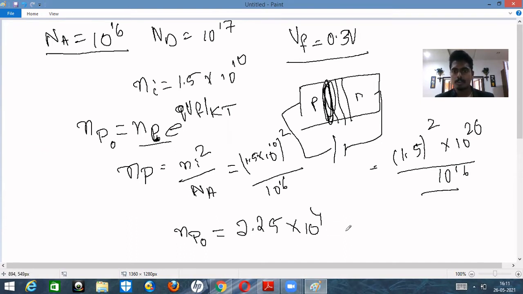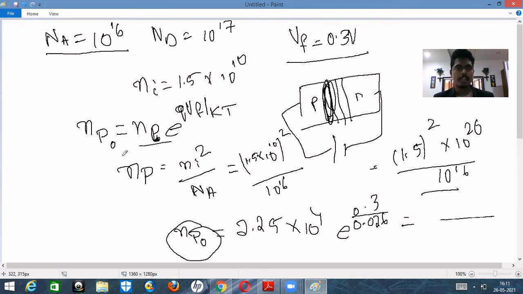Okay, so e power q into Vf upon Kt is nothing but Vf upon Vt, right? So Vf is nothing but 0.3 and Vt is nothing but 26 millivolts. That is nothing but 0.0259 or 0.026 volts. Okay, if you type it in the virtual calculator or an engineering calculator, so definitely you will get the answer.